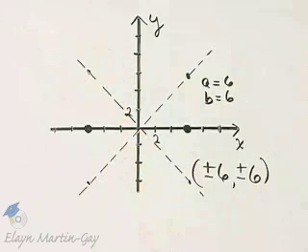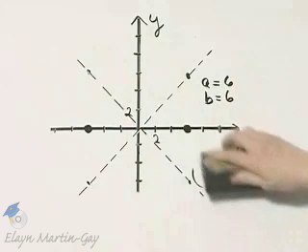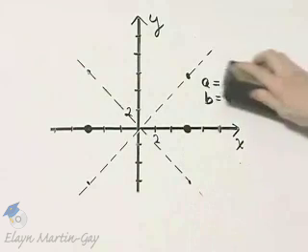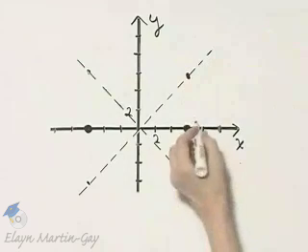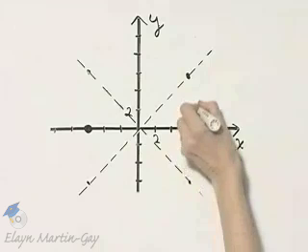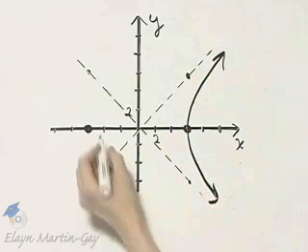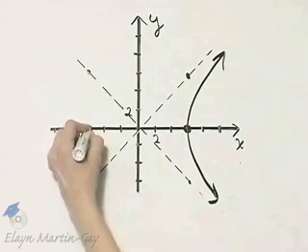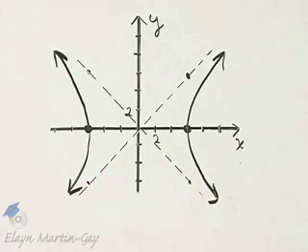All right, once again, it opens to the left and to the right. And notice I have my x-intercepts there. And now let me just sketch in the hyperbola. I'll start here, and I just slowly approach these extended diagonals that I have sketched in. Just slowly approach them. There's my graph.